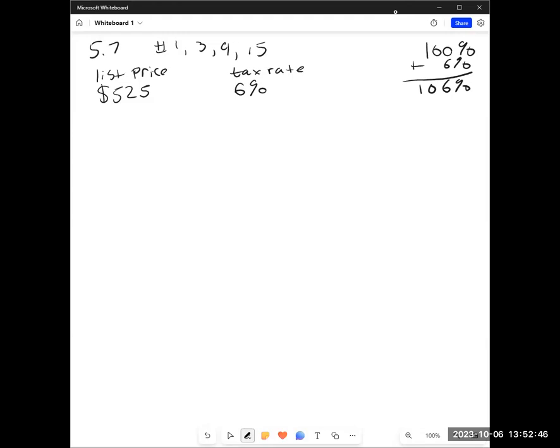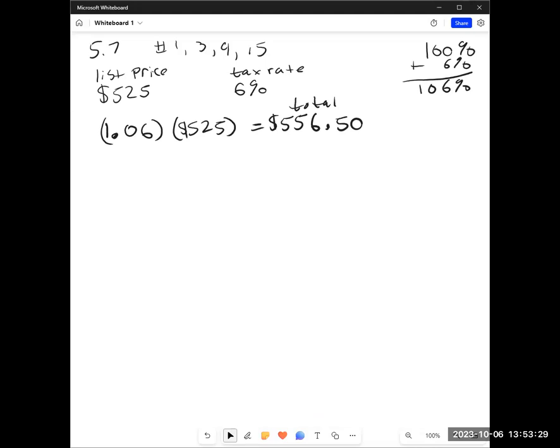So 106% is the same thing to me as 1.06 times my list price of $525. Figure that out with my calculator here. It's going to be $556.50. And this is going to be my total price.